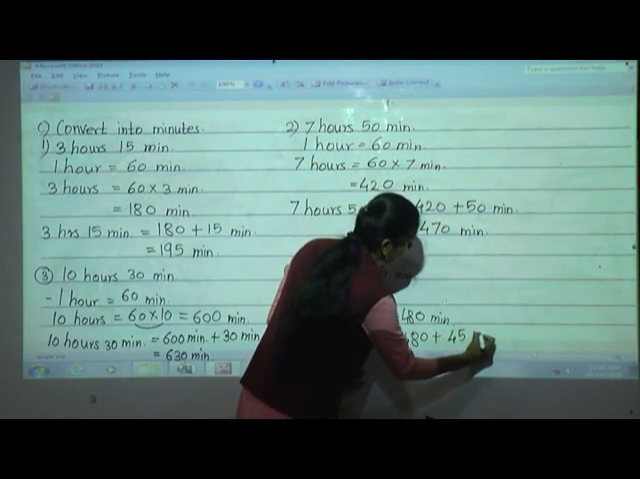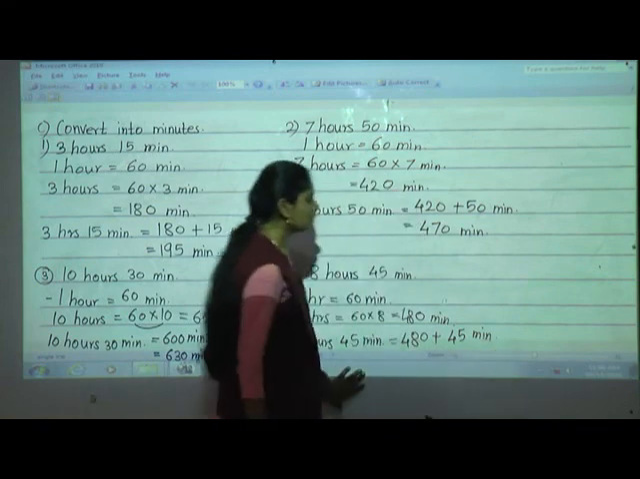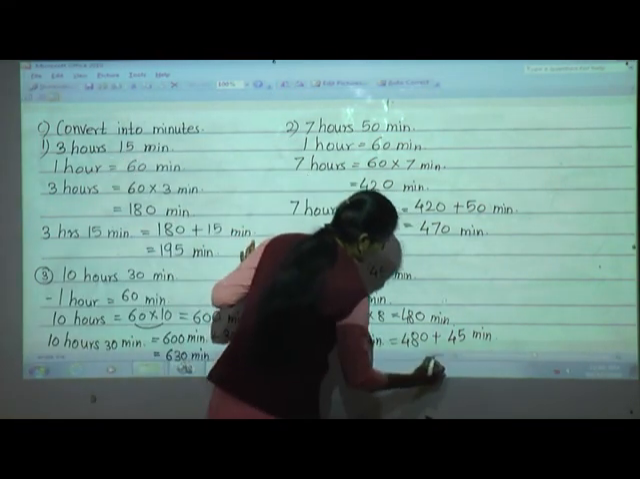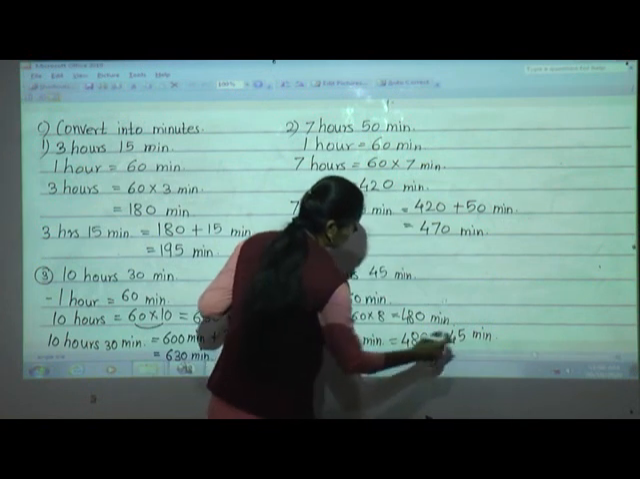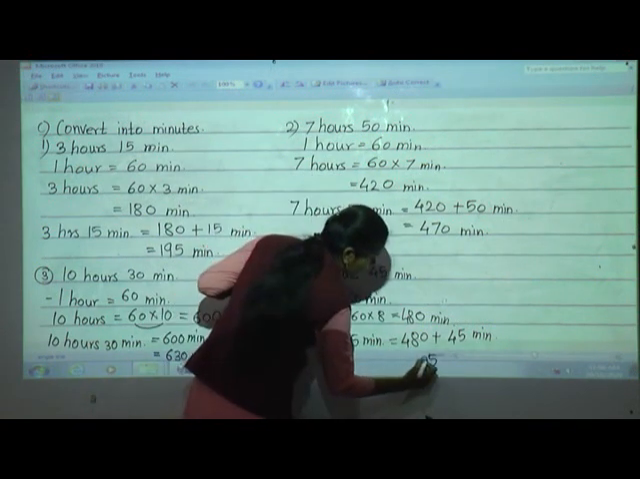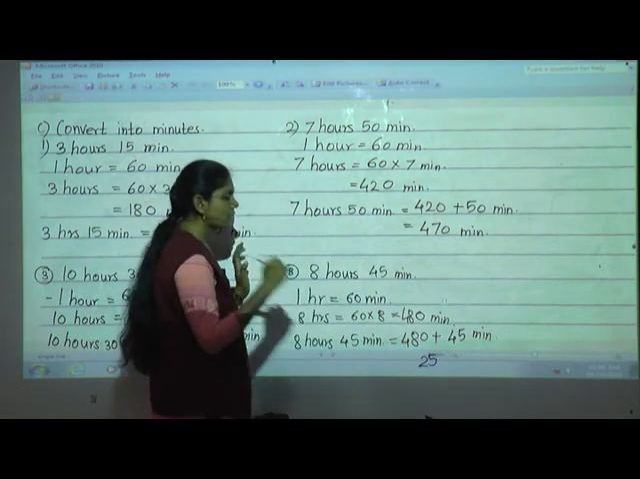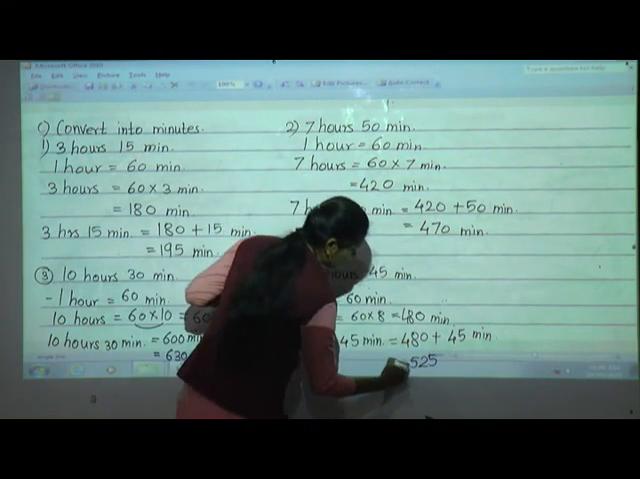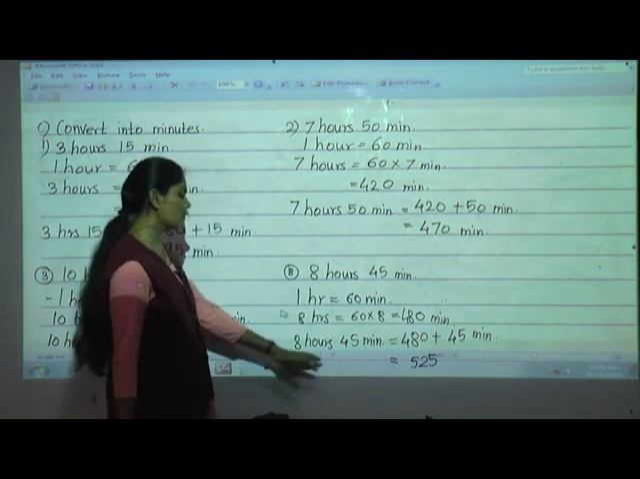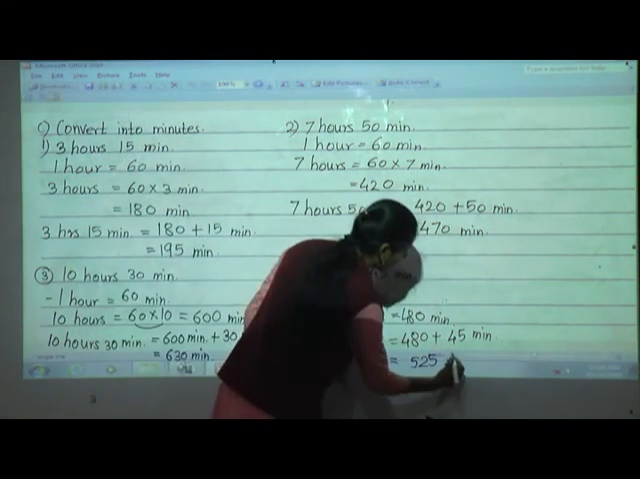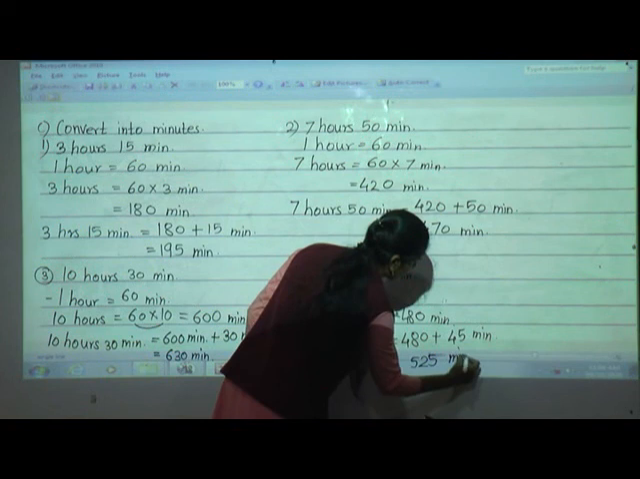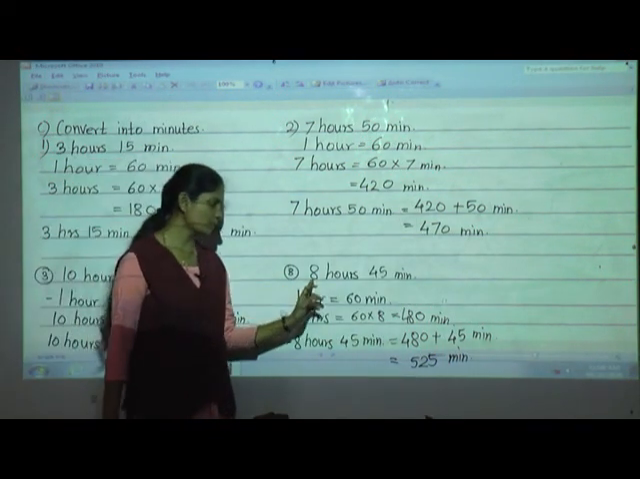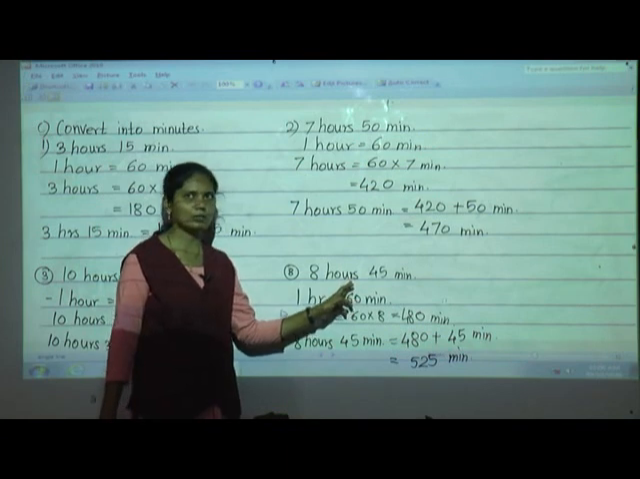Now do the addition, that is 480 plus 45. Do the addition, 0 plus 5, 5. 8 plus 4, 12. So write here 2 and 1 as a carry. Then 4 and this carry, 4 plus 1, 5. That is 8 hours 45 minutes is equal to what? 525 minutes. Yes, understood?